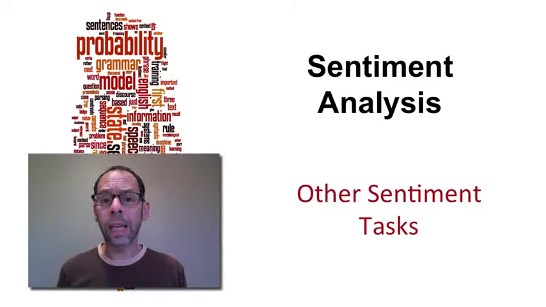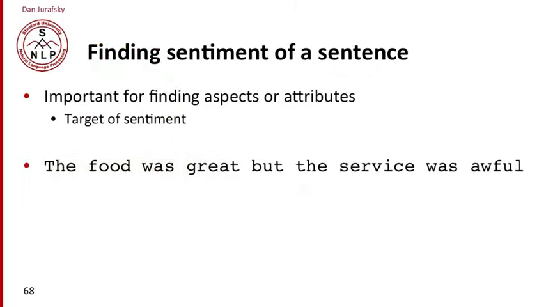There are other sentiment tasks than just simple positive or negative polarity. One important one has to do with finding the sentiment of an individual sentence, which we're going to want to do for finding aspects or attributes that we talked about earlier. So that's finding the target of the sentiment, what it is that we're talking about the sentiment about.